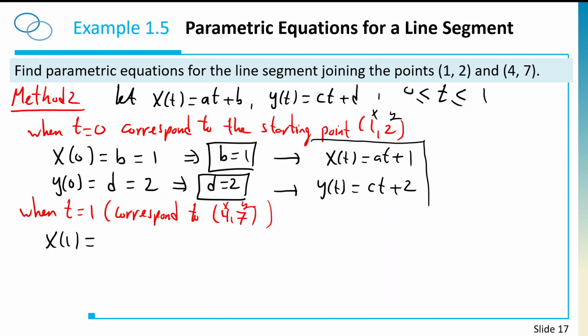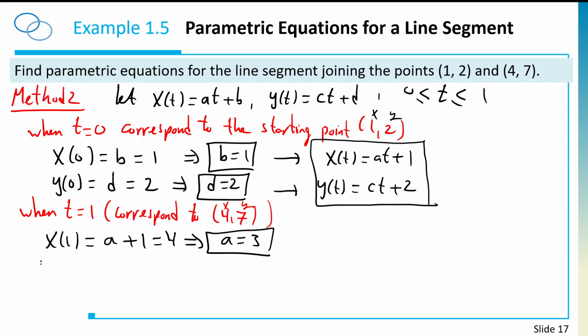Okay, so I'm building on these two. We replace x of 1. So this is a plus 1 equals 4, which means a equals 3. Now I replace y of 1. This equals, we replace here, so this is c plus 2 equals 7, where y is 7. So this implies that c equals 5. Now we know all the values.